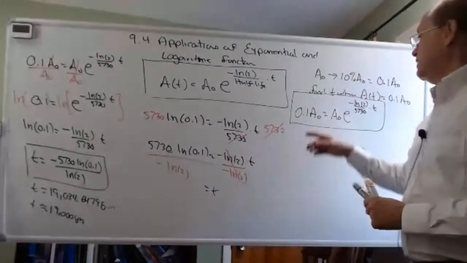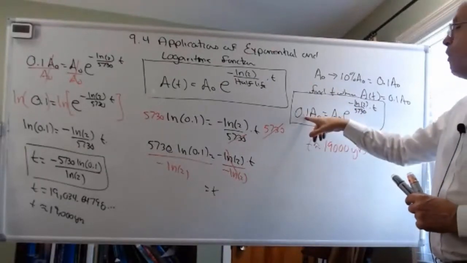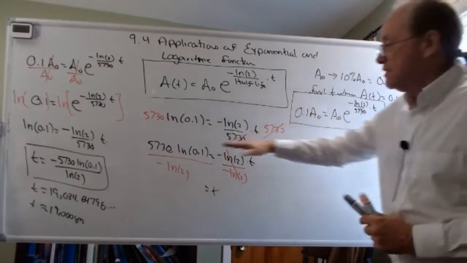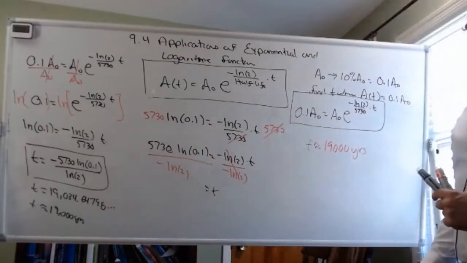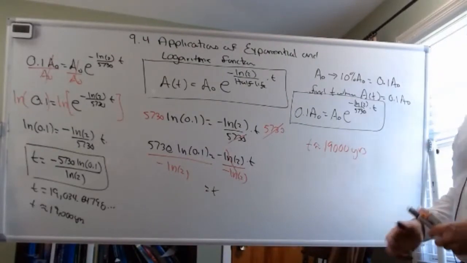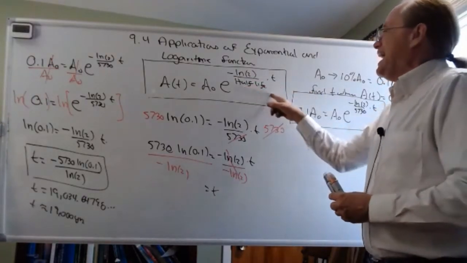Now, if it turned out to be 1/100th the amount, it would be much older. If that was 1% instead of 10%, then it would be 0.01, and it would scale this up rather dramatically. So that's all it is. That's how you deal with radioactive or carbon decay. But again, this is applicable to anything.